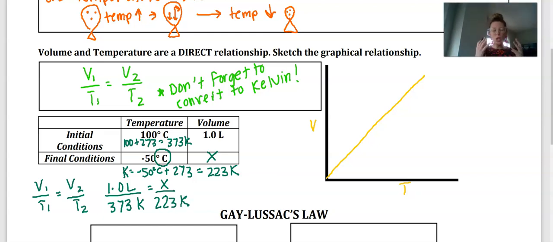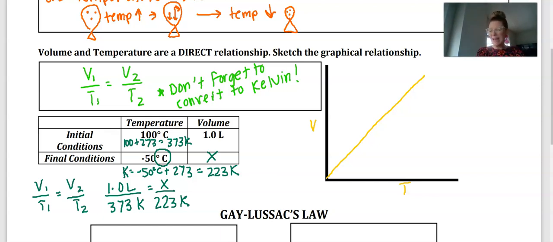And again, you should always check yourself before you solve a problem. We know that our temperature is decreasing. That means our volume should also decrease. This way, if for some reason you end up getting a larger volume, you know you've done something wrong. Okay, so why don't you go ahead, take a moment, pause the video, and solve this problem.